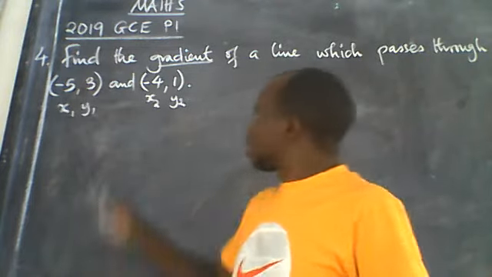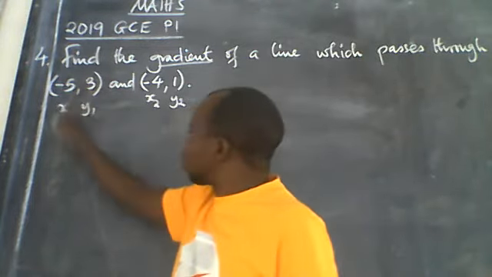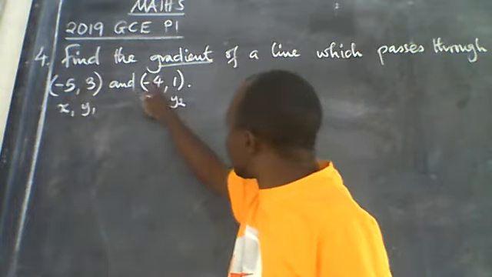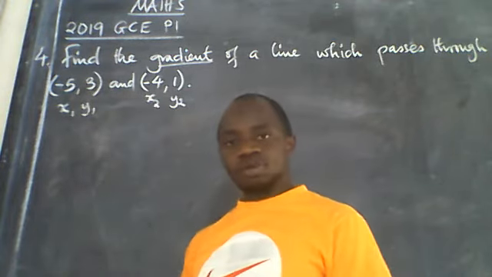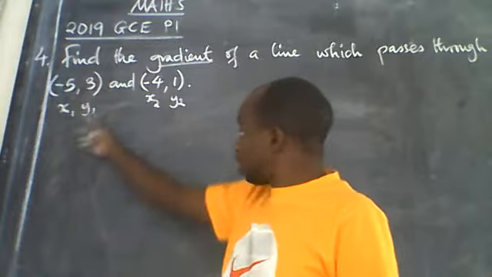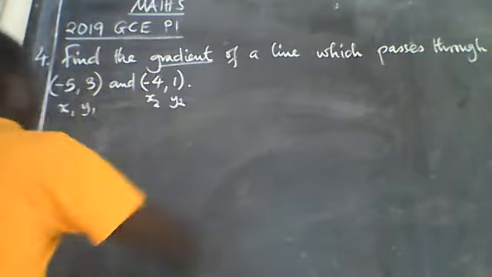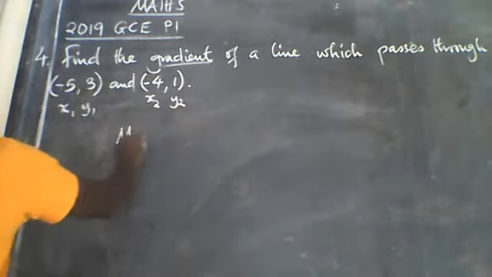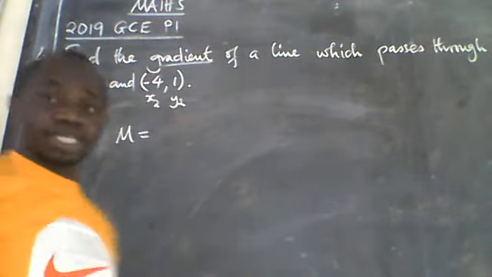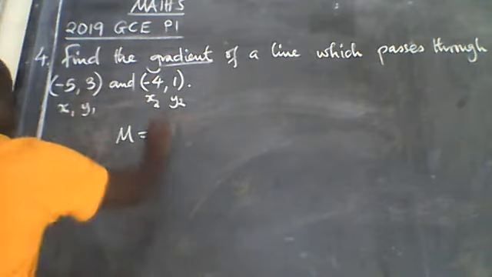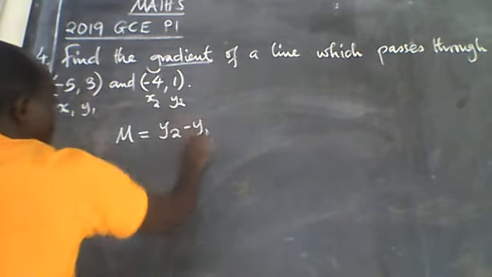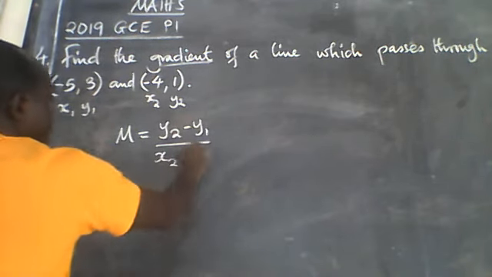And also, the first number is always x. Even here, this is x. Second, y, just like that, okay? So please, you need to take note of this. So after you do that, now write the formula. Gradient is m. Okay, we use the letter m for gradient. What's the formula? y2 minus y1 over x2 minus x1.